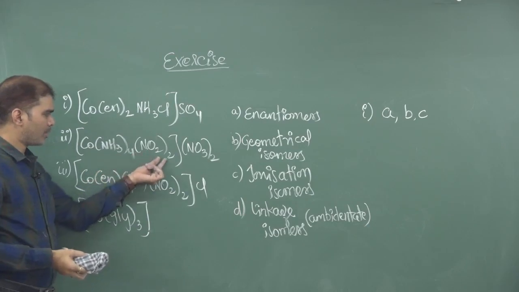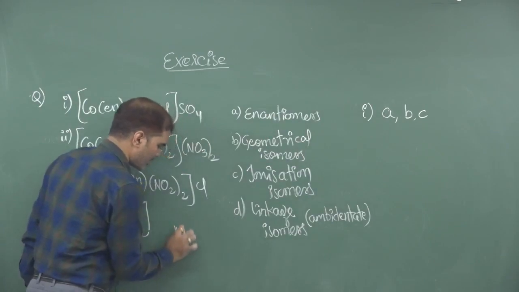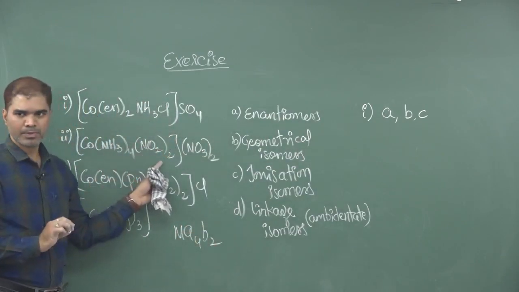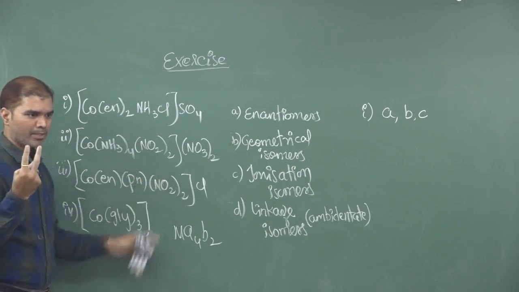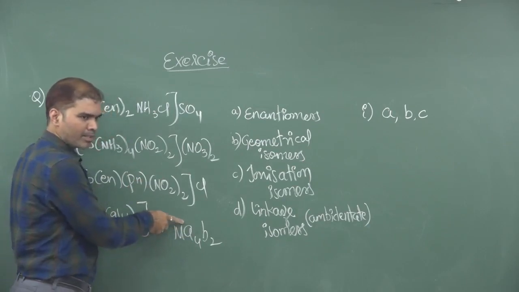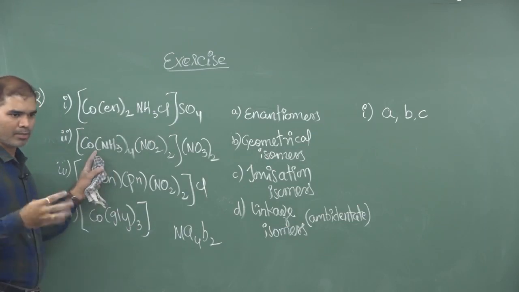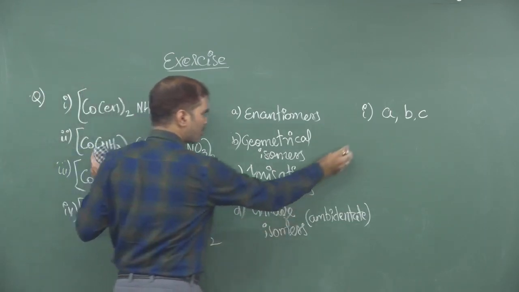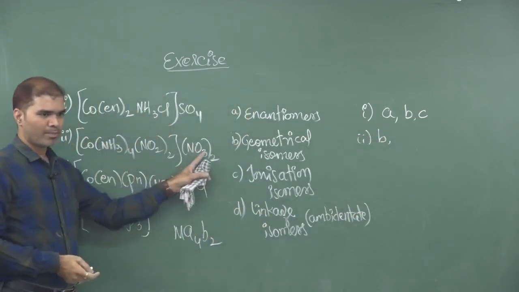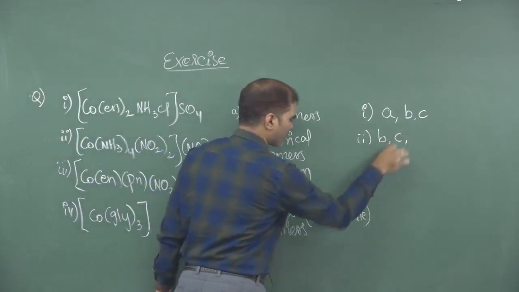Four ammines, NO2 taken twice. It is just like, if you remember, in the last class we discussed MA4B2. MA4B2 will have 2 isomers. One is cis, another one is trans. All these are monodentate. There is no chelating ligand. Since there is no chelating ligand, no enantiomers. There is no enantiomer for it. So option A is not there. But geometrical isomers are present. Next, ionization isomerism is possible. NO3 can exchange for NO2. So ionization isomerism is also possible.